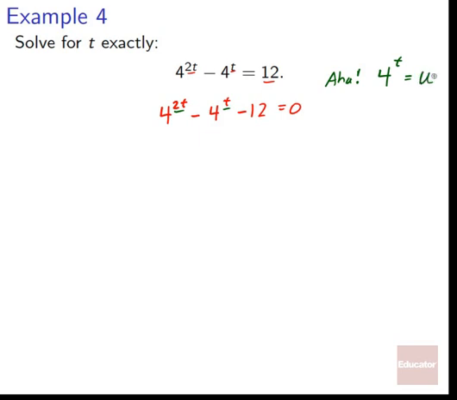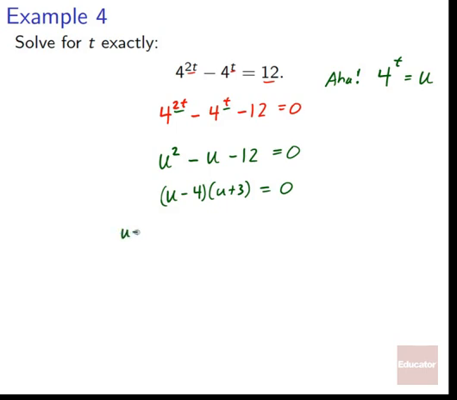We'll replace something complicated with something simple, this nice u. So if it's 4 to the 2t, it's now going to be u squared, because u squared would be 4 to the t squared, which is the same thing as 4 to the 2 times t. Minus u minus 12 equals 0. At this point, really easy to solve, right? We see u minus 4 times u plus 3 equals 0. Great, that makes perfect sense because u times u is u squared, plus 3u minus 4u, that's our minus u, negative 4 times positive 3, negative 12, checks out.